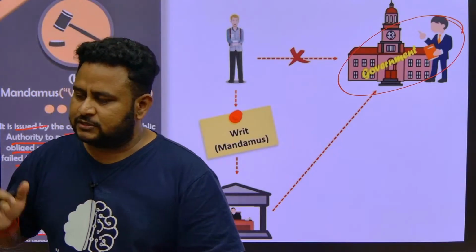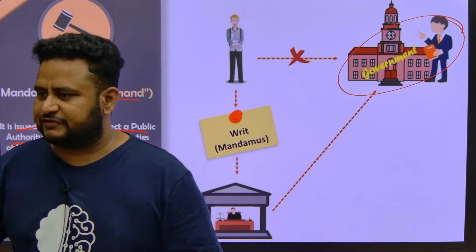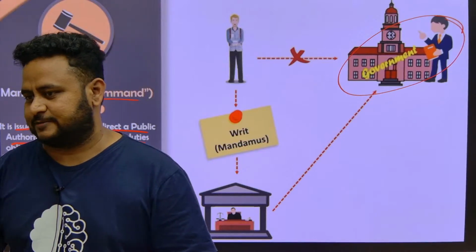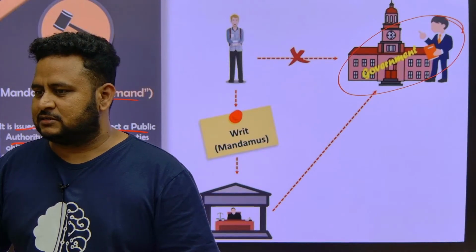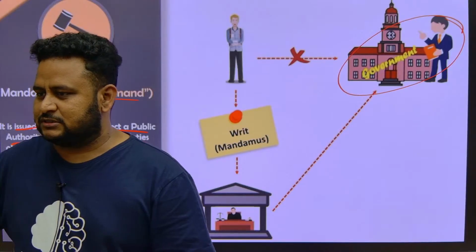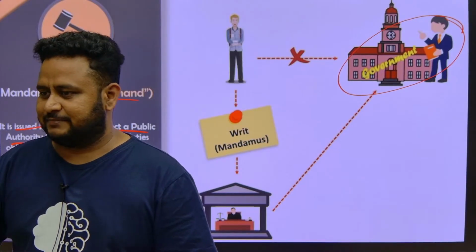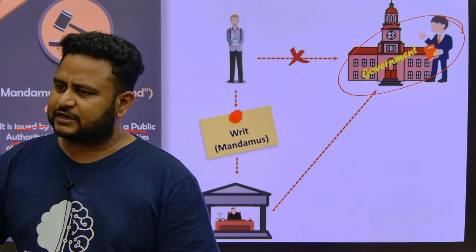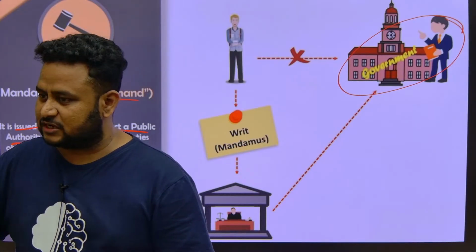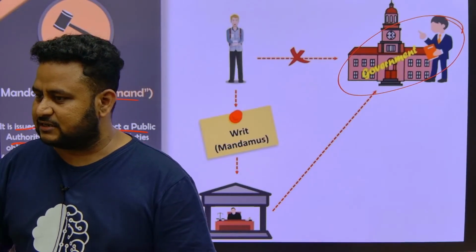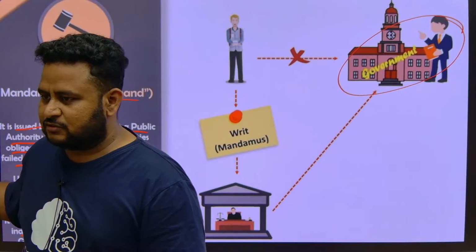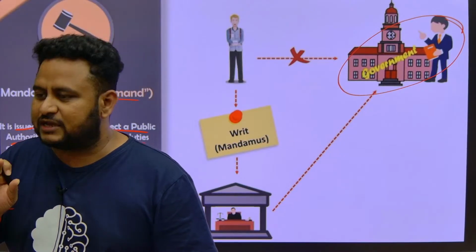Suppose you go to any courier office, you ask them to send your parcel somewhere. Suppose they have not sent it, you cannot go to the court. You can call the customer care and complain. That is a different thing. Or you can go to consumer court, that is a different thing. But this is not under fundamental right. This is not under this mandamus. What we are talking about is only government officials.